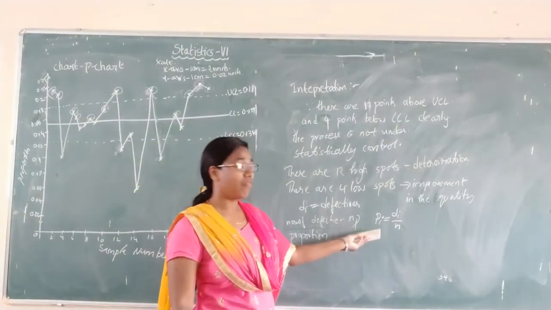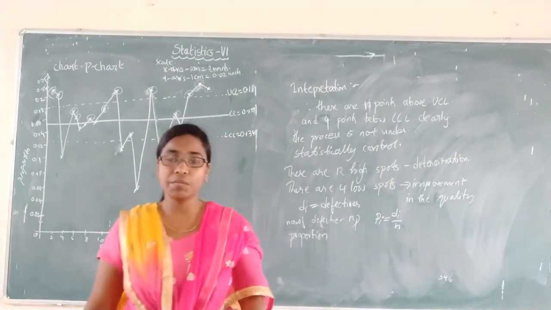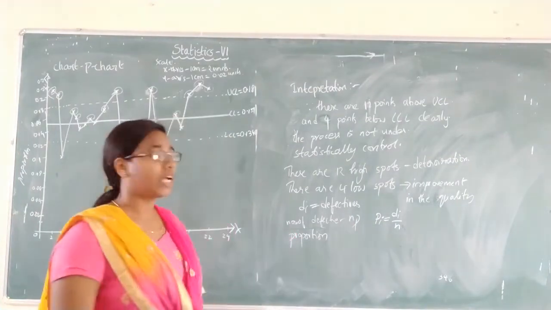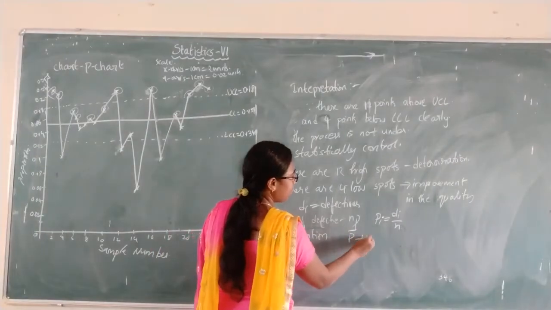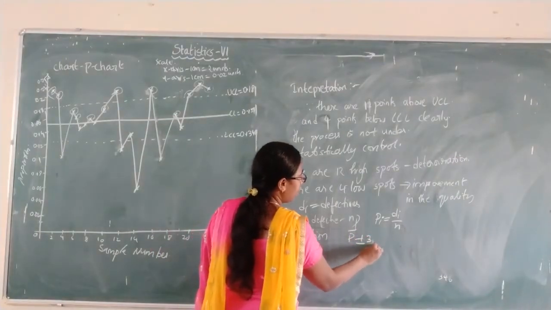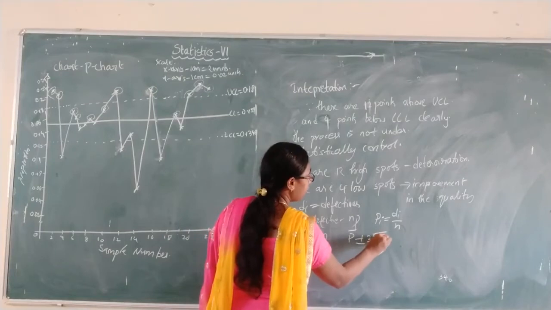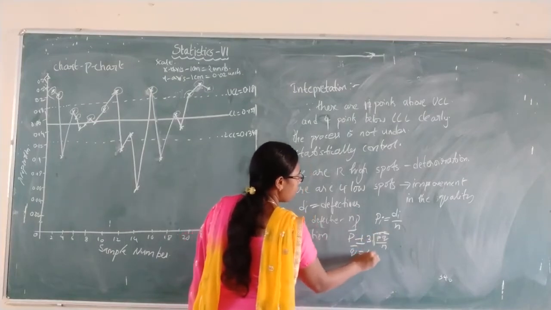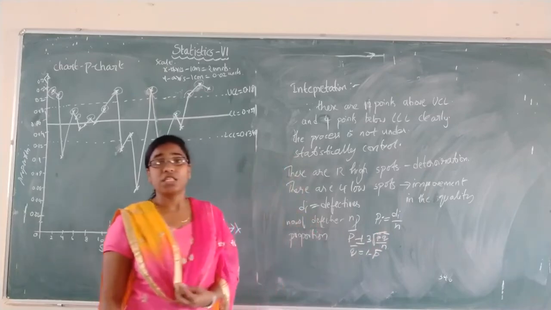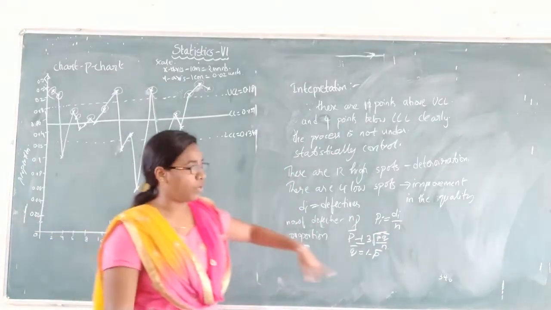After finding the PI values, you have to construct the control limits. How will you construct the control limits? What is the formula? P bar plus or minus 3 into under root P bar into Q bar by N, where Q bar equals 1 minus P bar. So this is the construction of control limits.